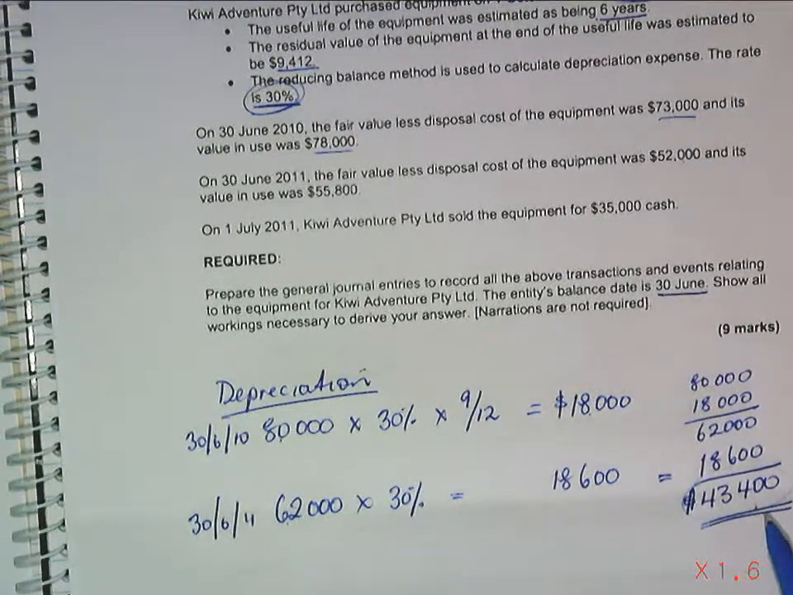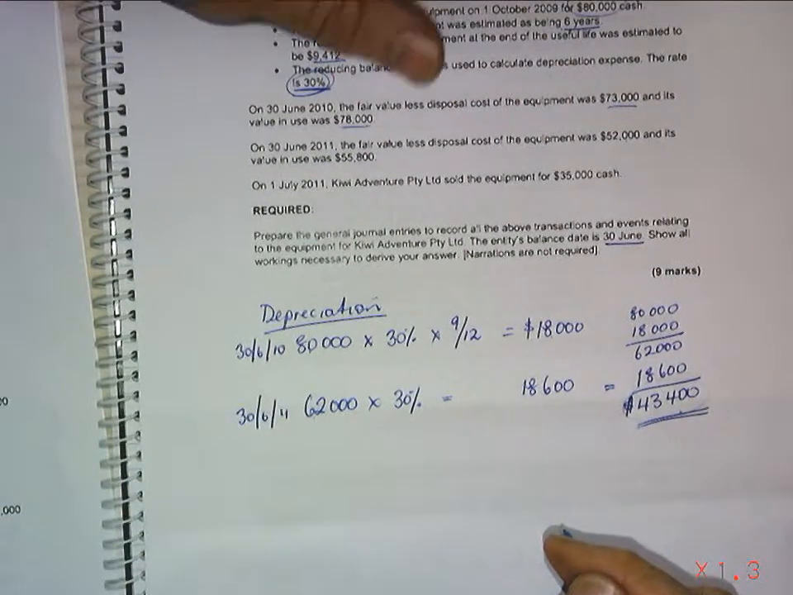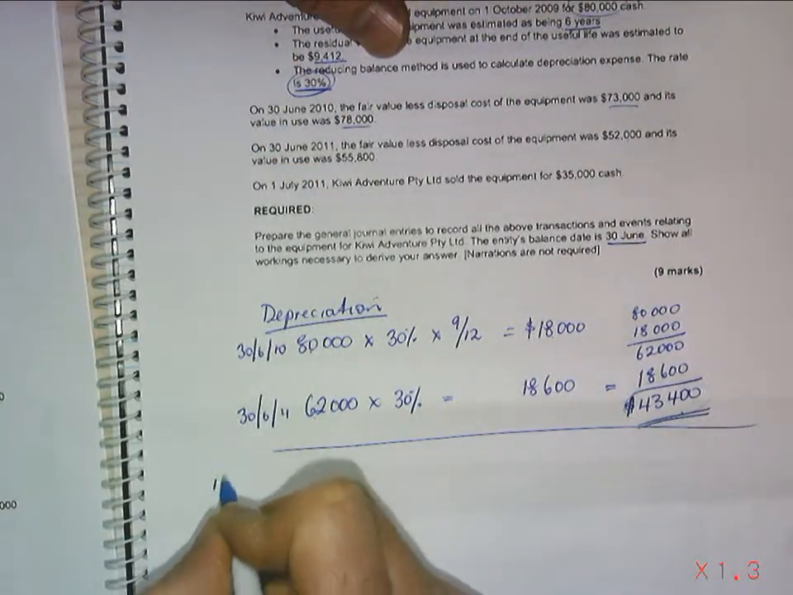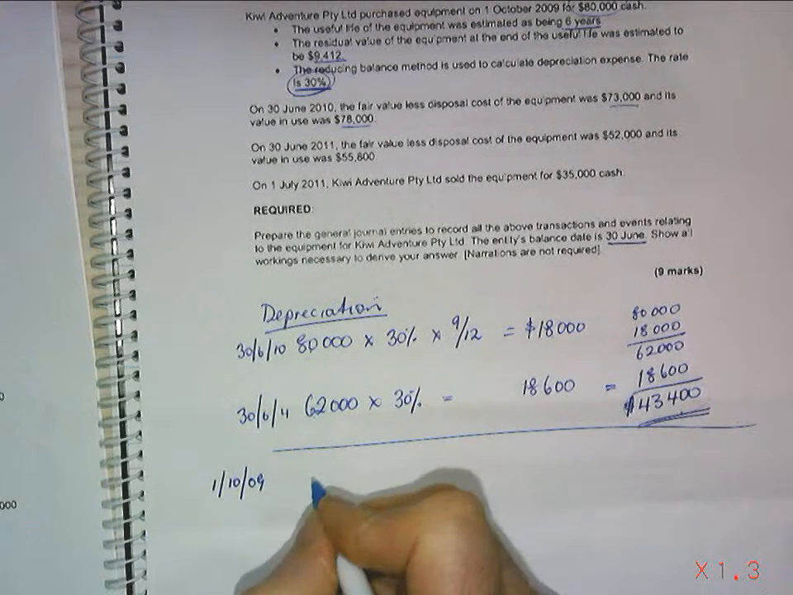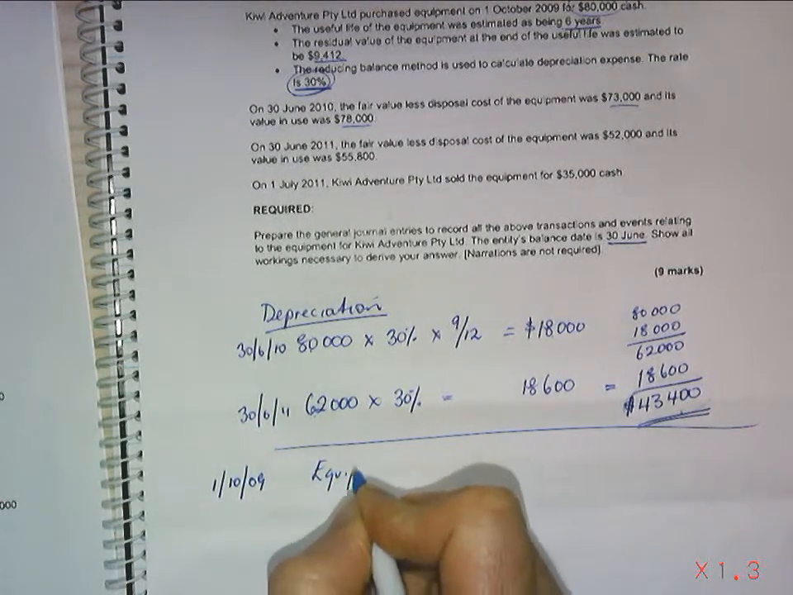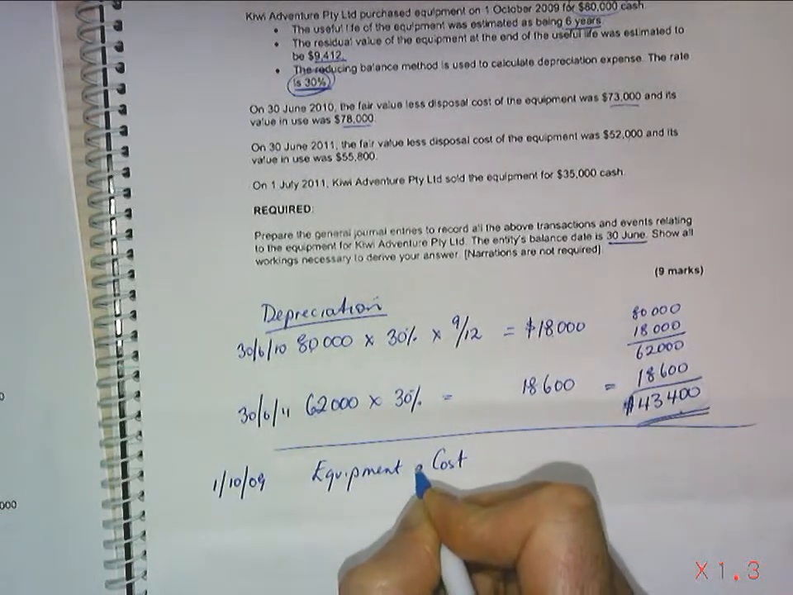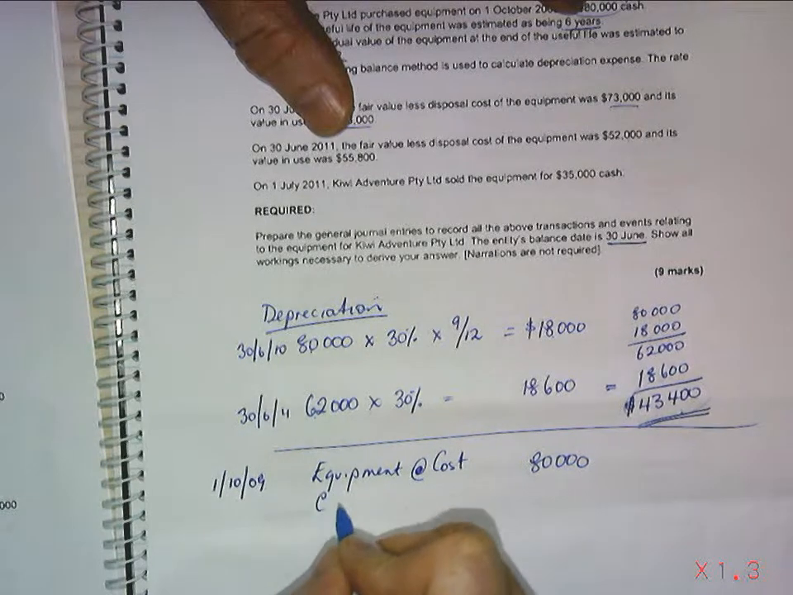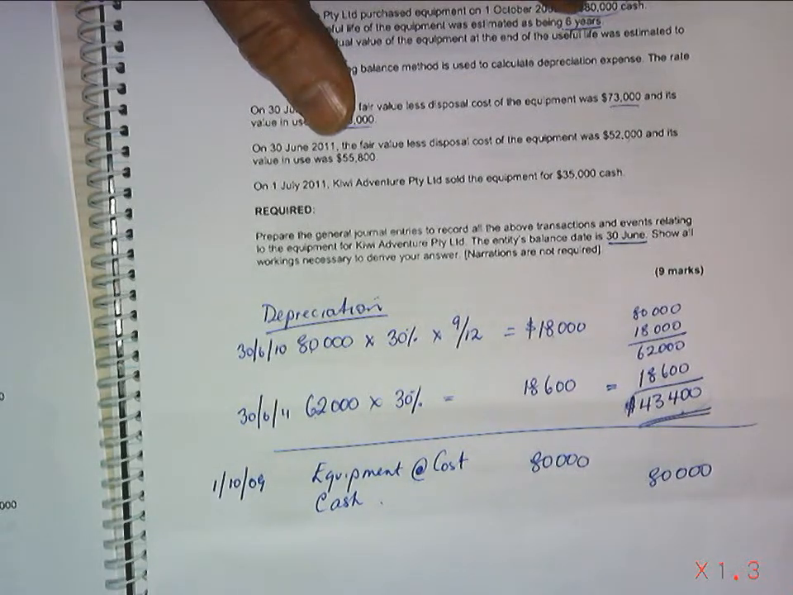That's all cool. Now I need to do some journal entries to record all this. So let me just zoom out. Okay, so I need to now record this journal entry. At the 1st of October 2009, I purchased equipment at cost, and that was 80,000. It doesn't tell me any difference, so I'm going to assume I paid cash for this, $80,000.